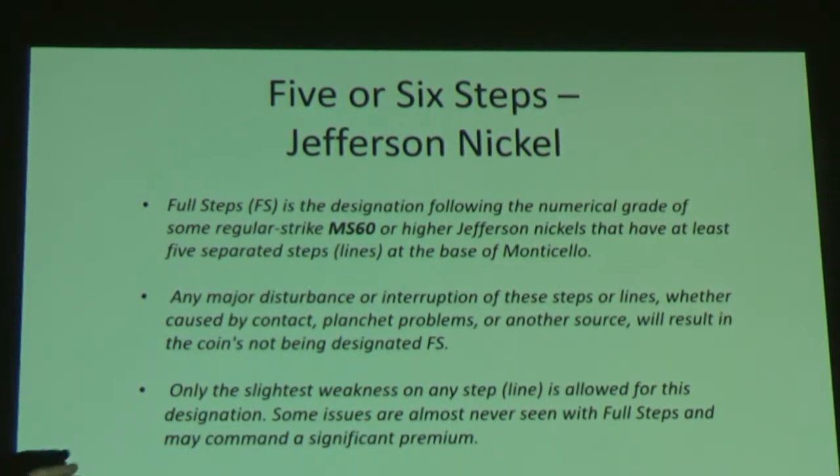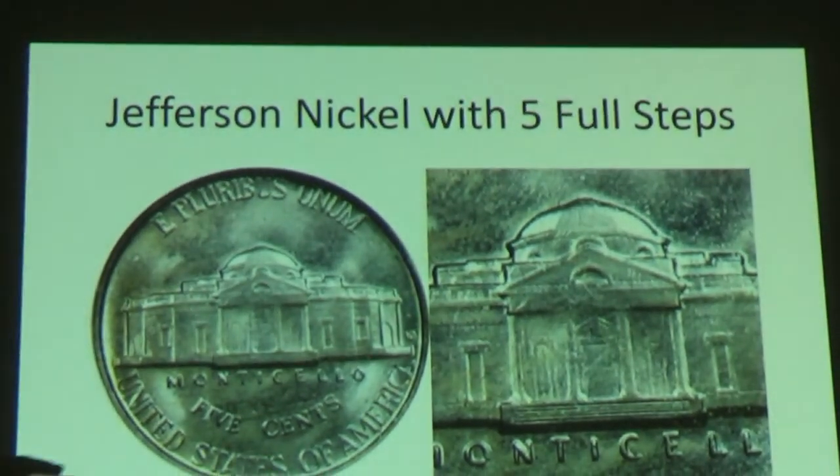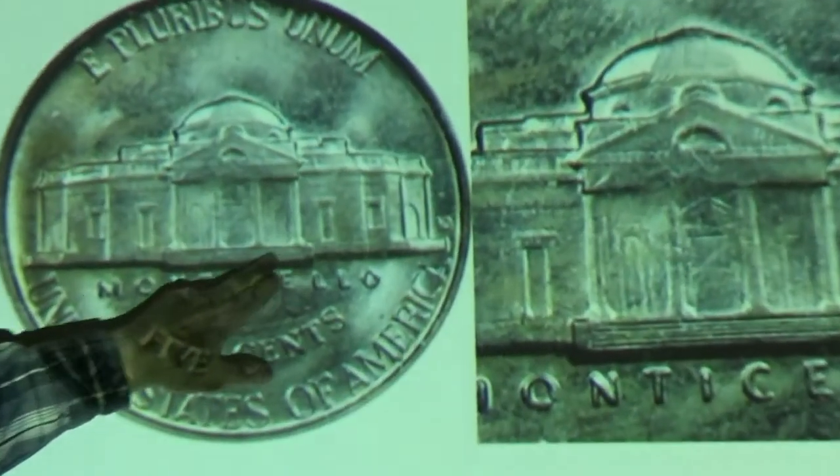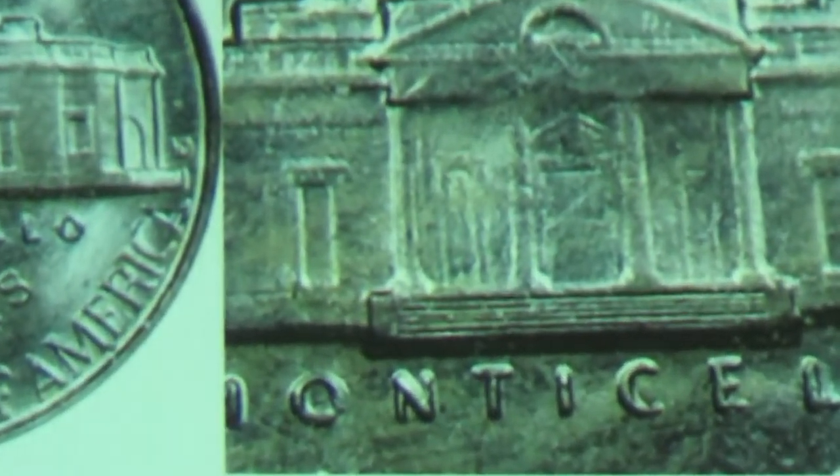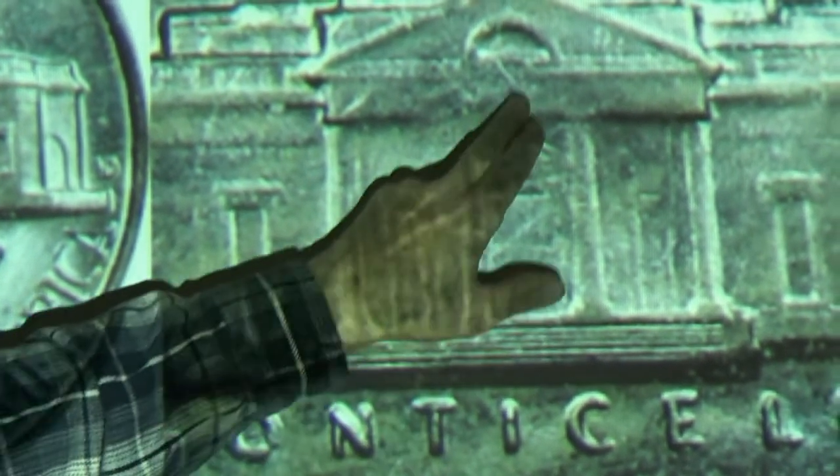What they say in here is if the steps have even the slightest weakness, so you can have the first 3 steps great, but if the 4th step is just a little bit blurry, they're not going to give you the status for full steps. The next chart will show you here, it's not as clear, but this is probably a better example. You'll notice each individual step is very clear. One of the things for grading these, the steps and right above the columns here usually wear quite a bit. But they can be worth quite a bit of money.